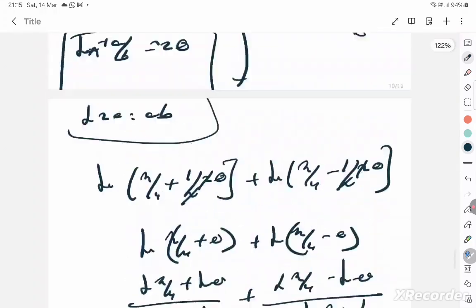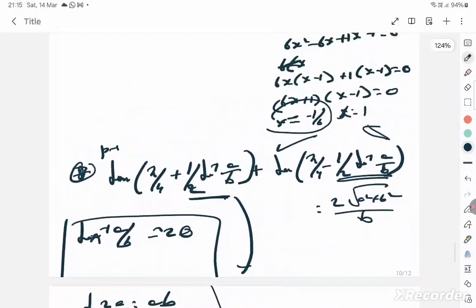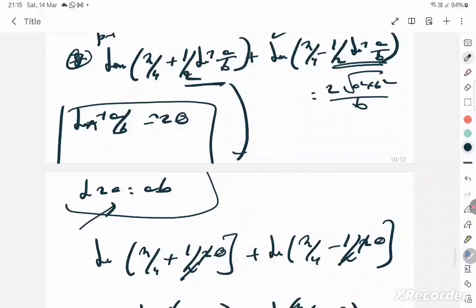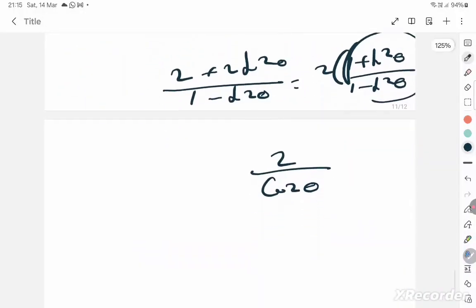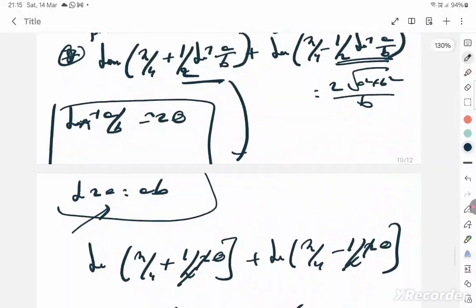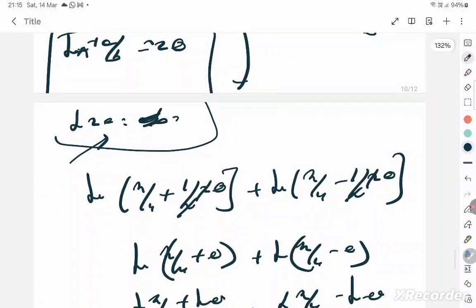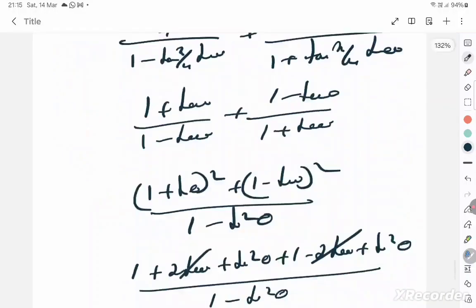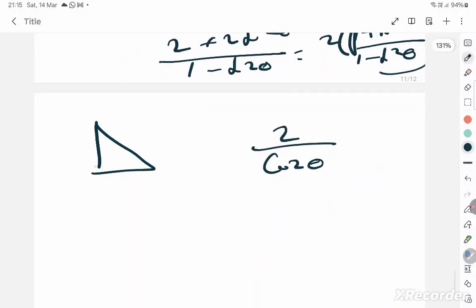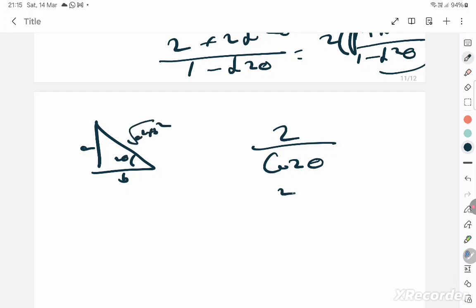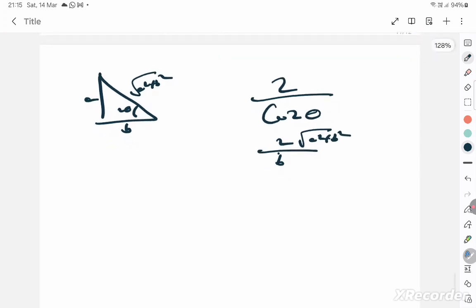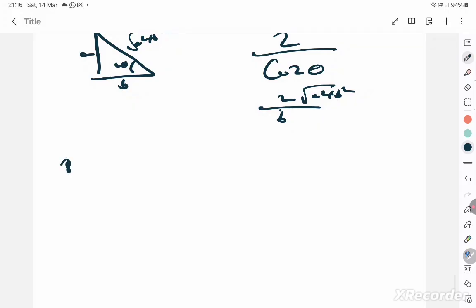Go back to the question. What do you have? Tan 2 theta is a by b, but what I've got is cos 2 theta. So what is cos 2 theta? Tan 2 theta is a by b, so the hypotenuse is root of a square plus b square. Cos 2 theta is adjacent by hypotenuse, and you are supposed to get that answer. That's a proof.